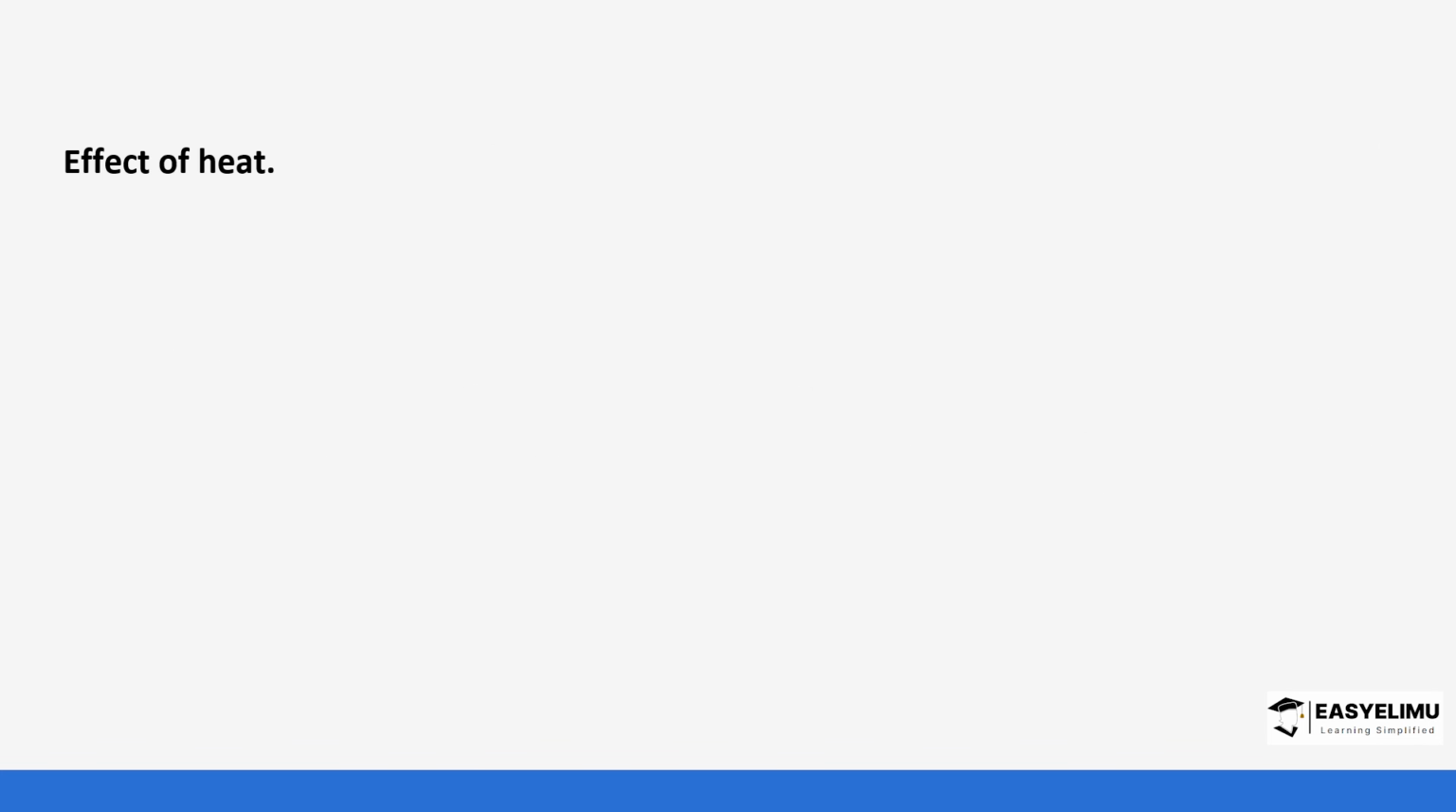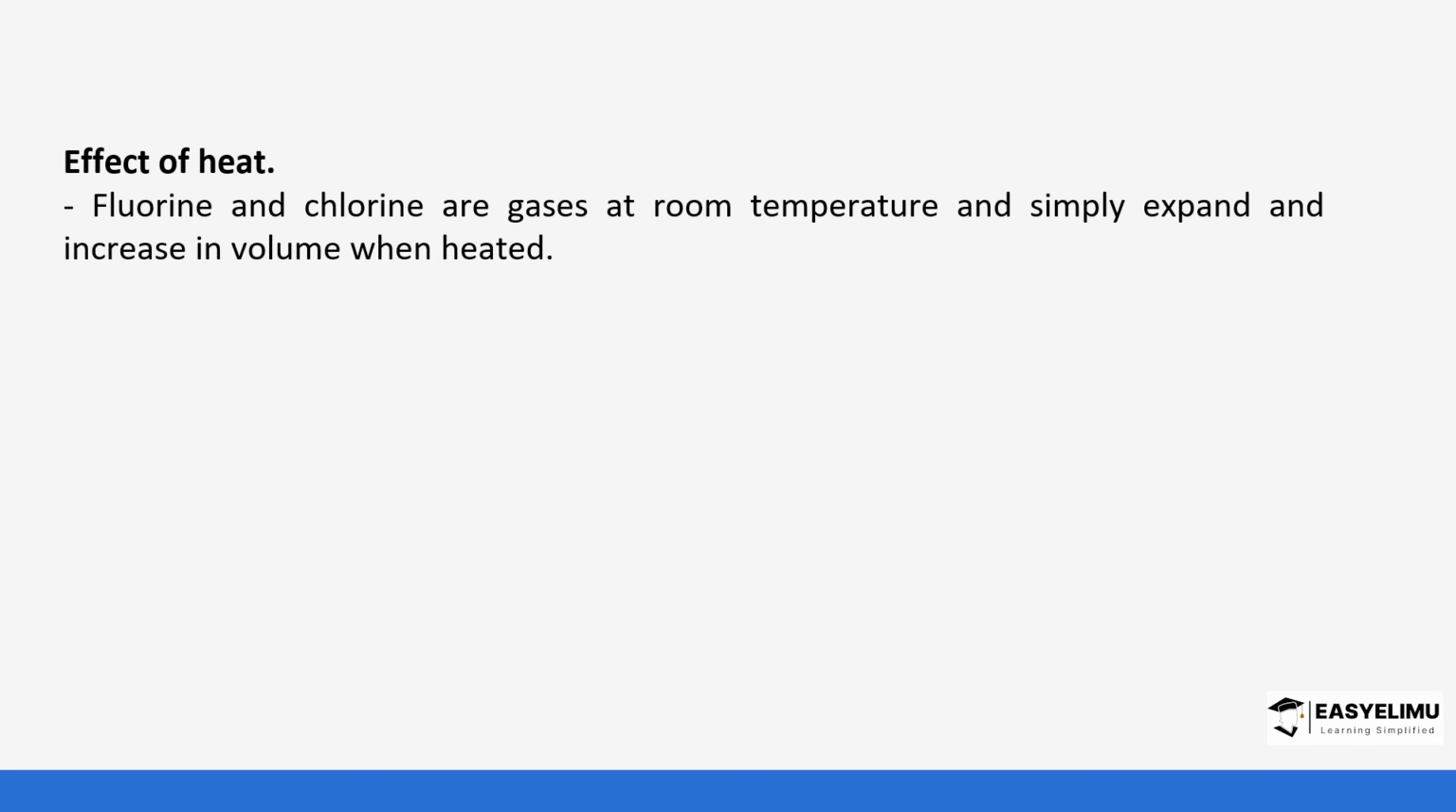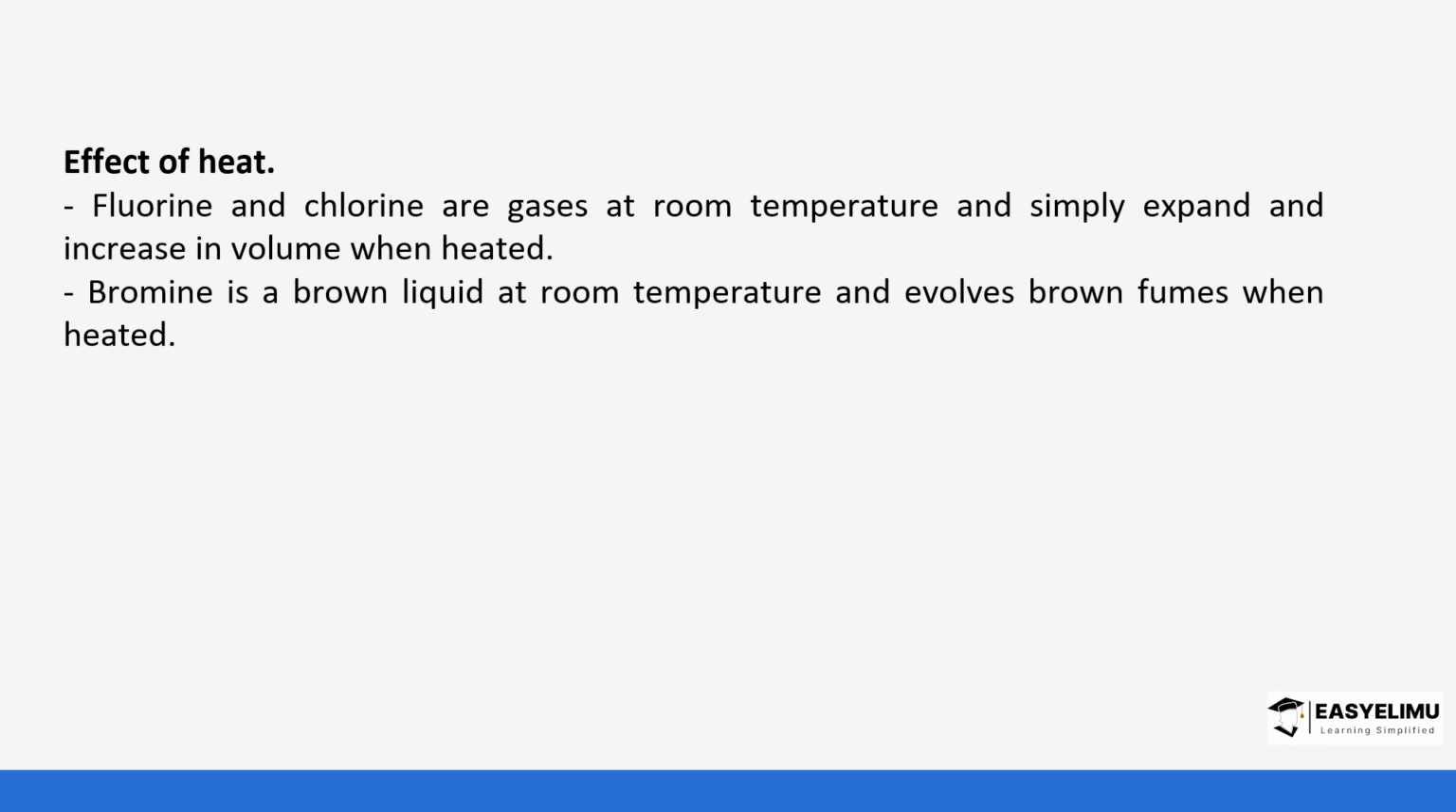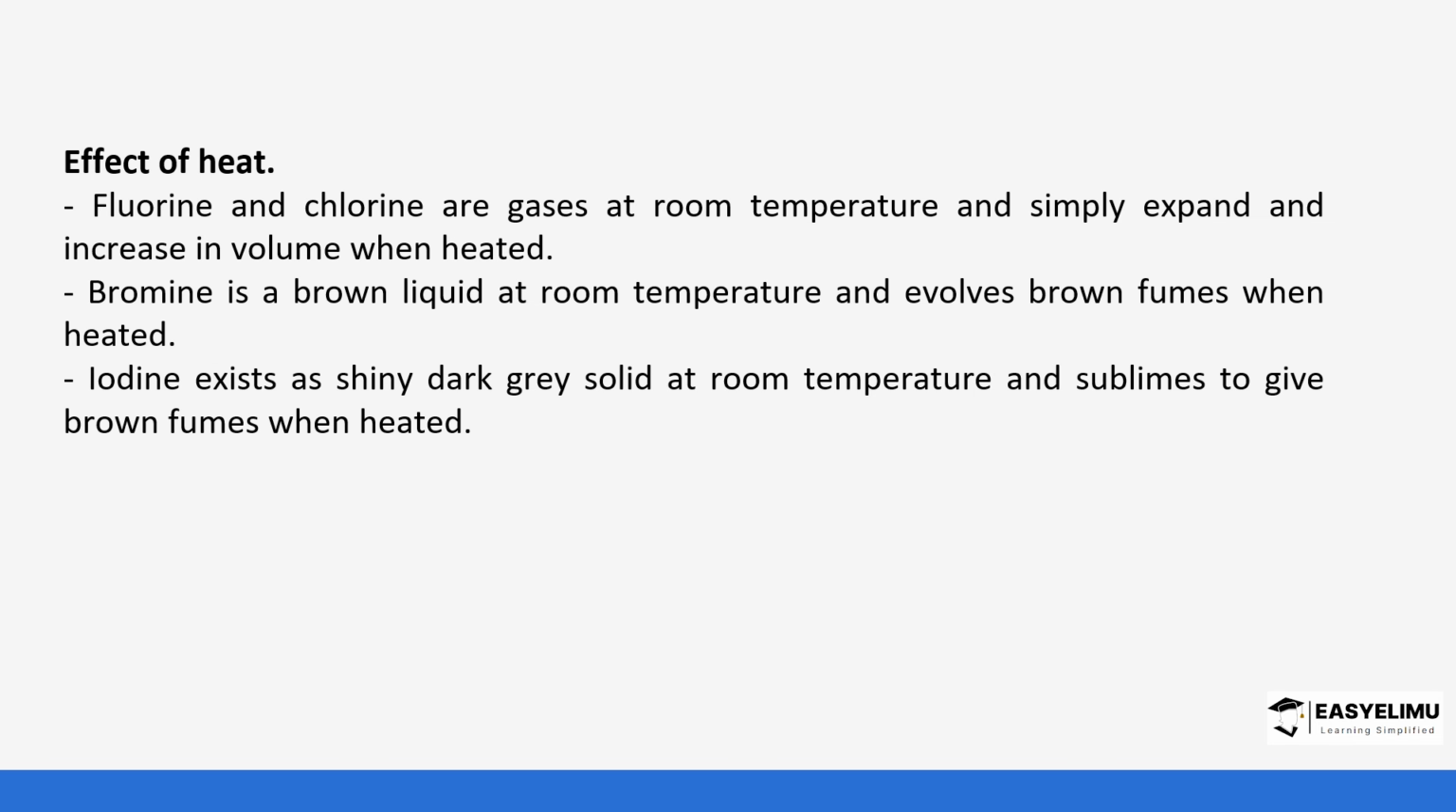Okay, so next we look at the effect of heating these halogens. Fluorine and chlorine are usually gases at room temperature, so they slightly expand in volume when heated, while bromine usually forms brown fumes, so it changes to gas. And then iodine sublimes, so it changes from solid to gas directly, so you're going to see some purple fumes.